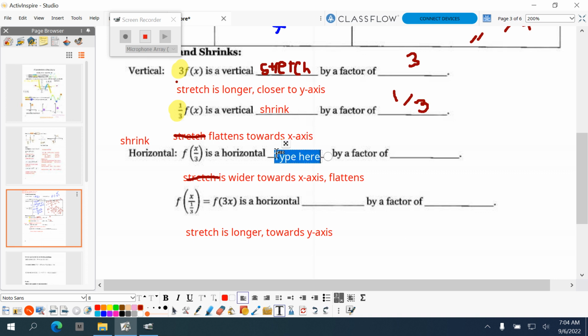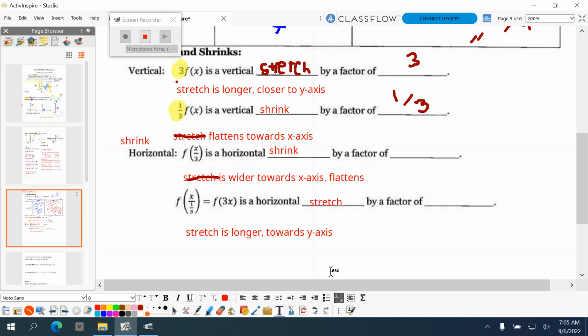Similarly, right here, we're dividing by a number. It's going to make everything smaller and make all y values smaller. And it's going to shrink. This stretch right here, on the other hand, you're dividing by a fraction, and it creates a whole number. So this is a horizontal stretch.